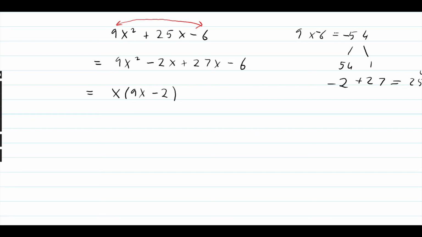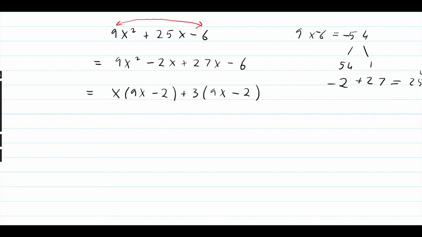Now let's look at the next two. We've got 27 and we've got minus 6. So the thing we could divide into the two of them would be plus 3. And then we're going to have 3 by 9x, because there's no x in common. We couldn't factorize out an x. So we're going to get 3 by 9x and then minus 2.